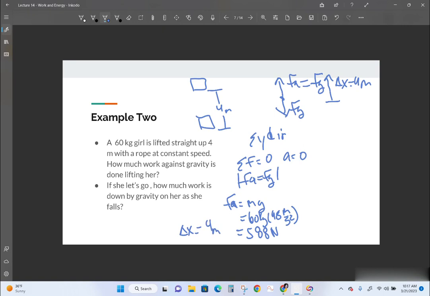Now, these are both in the same direction, so the angle between them is 0. So cosine of 0 is 1. We don't have to worry about that cosine factor. We can just use work equals F times x, which is 588 newtons times 4 meters. So 588 times 4 is 2.35 times 10 to the 3.